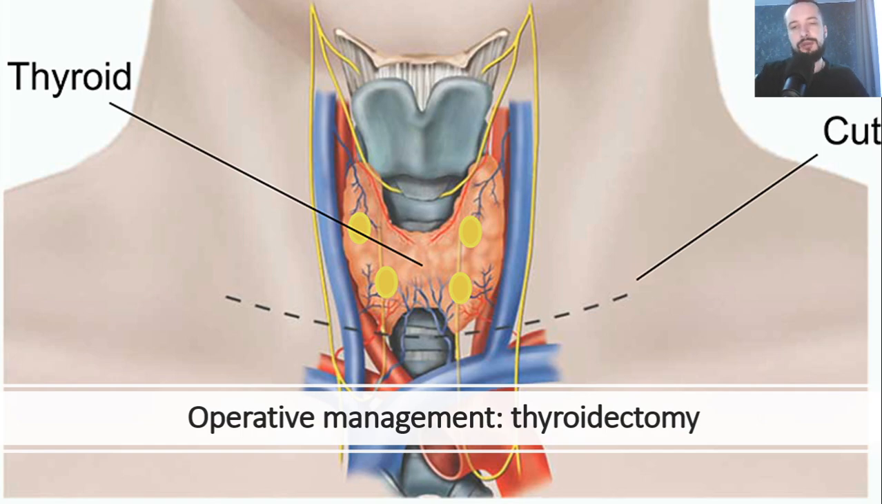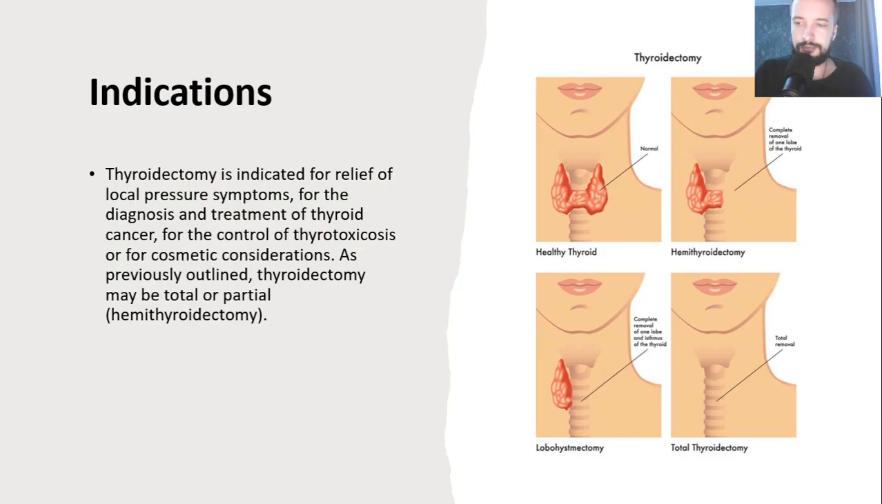And the last one, what I want to tell you today, is operative management: thyroidectomy. Thyroidectomy is indicated for relief of local pressure symptoms, for the diagnosis and treatment of thyroid cancer, for the control of thyrotoxicosis, or for cosmetic consideration as previously outlined. Thyroidectomy may be total or partial.